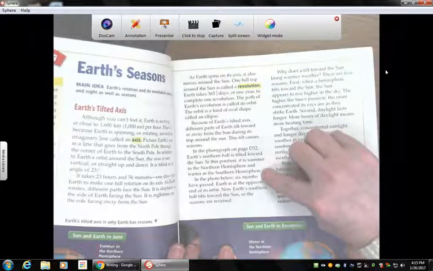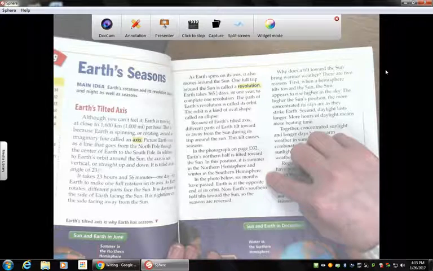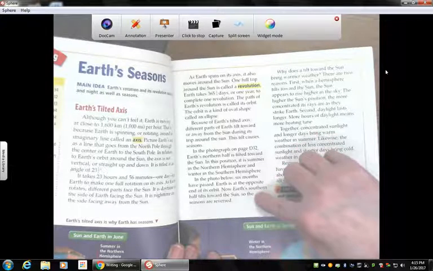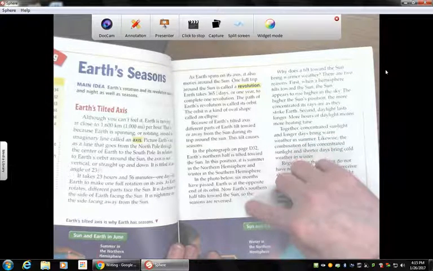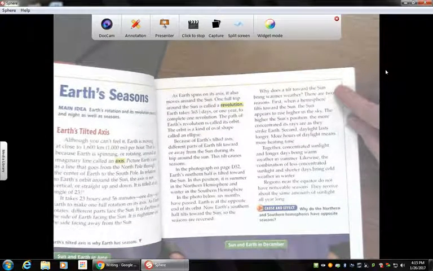In the photo below, 6 months have passed. Earth is at the opposite end of its orbit. Now Earth's southern half tilts towards the Sun, so the seasons are reversed. Why does a tilt towards the Sun bring warmer weather?